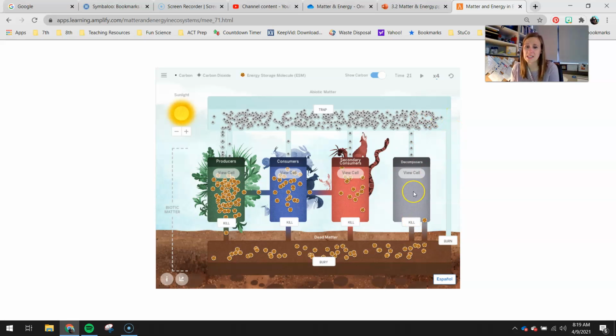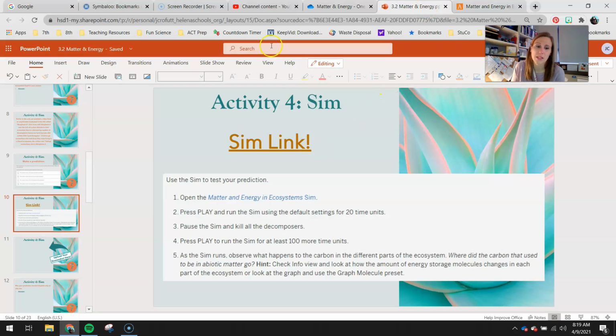Okay, so in this case, like I said, if you want big results, you need to make big changes, so of course, kill all the decomposers. Okay, and then press play and run it for another 100 time units. As the sim runs, observe what happens to the carbon in different parts of the ecosystem.